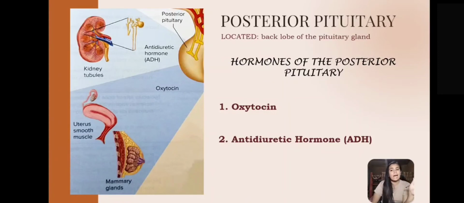Because if your ADH is high, your urine production is less. But if your ADH is low, your urine production is great. So you really have to regulate the water balance in your body. So that is the anterior and the posterior pituitary. Let us go on to the next one.